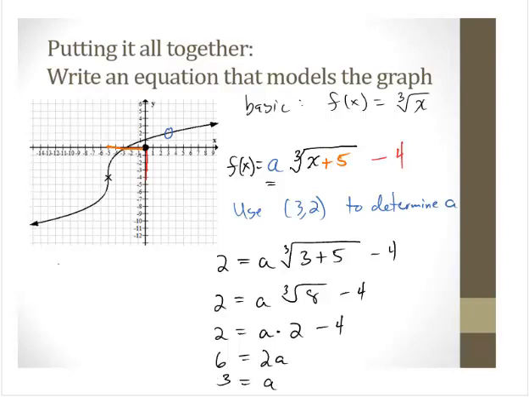And so now revise our model. F of x is 3 times the cube root of x plus 5, subtract 4.